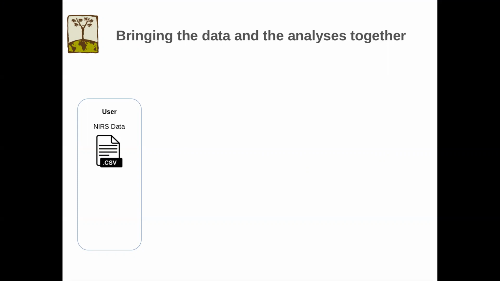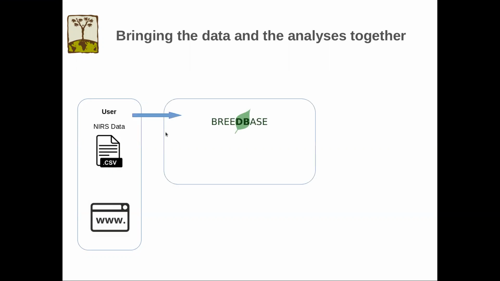And so this involves bringing the data and the analyses together. And so here I want to start with a schematic. So you imagine a user and they have near infrared spectroscopy data in a comma separated file on their computer. And assuming they have an internet connection, they could interact with Breedbase, the Breedbase web service. And through that web service, they could upload their near infrared data into the Breedbase database backend, and it would be stored in our JSON-B format that we developed.